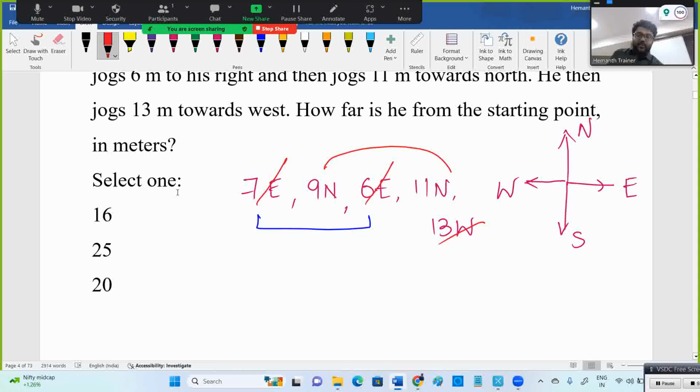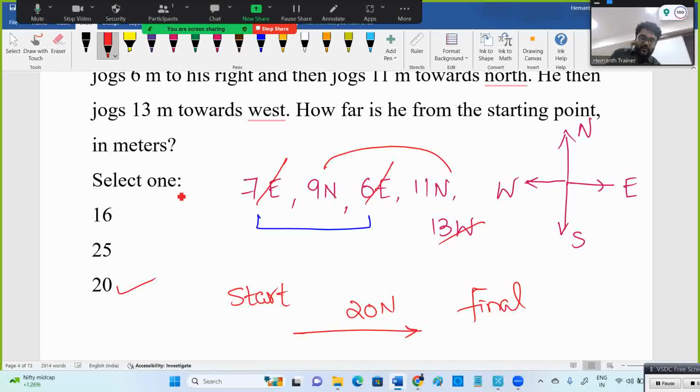So they may ask you from the starting point what the distance is: 20 meters. From the starting point to the final point the distance is 20. The direction is north, from starting point to final point. This is without drawing the diagram, if you understand left means anti-clockwise, right is clockwise. When you're facing outside, this is facing outside. Whole people are facing outside.